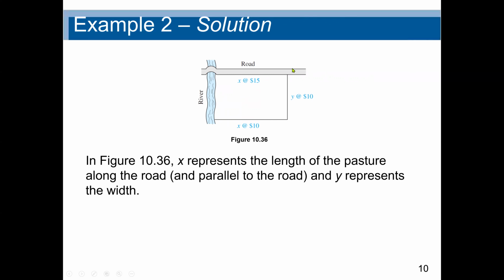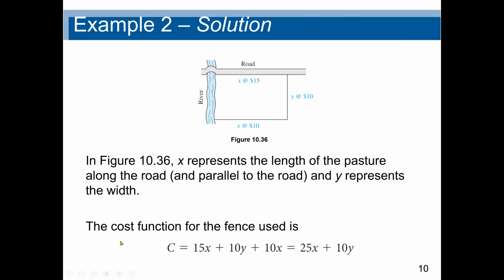So we said, okay, if that's the case, the cost function for the fence will be 15x for this side plus 10y plus 10x. This is like finding the perimeter of three sides. The last is the river, so we don't need this part. So 15x plus 10y plus 10x. And we combine like terms, so we get 25x plus 10y.